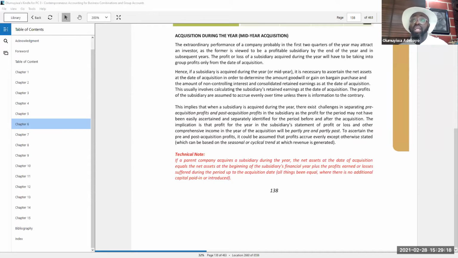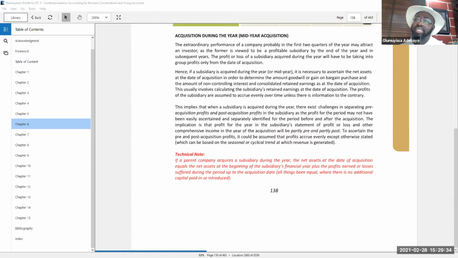That is the simplest way we can split and work back our profit position in a situation where we have acquisition during the year, where we don't have a robust accounting system that determines what is the true worth as at the point of acquisition. That is on one side.